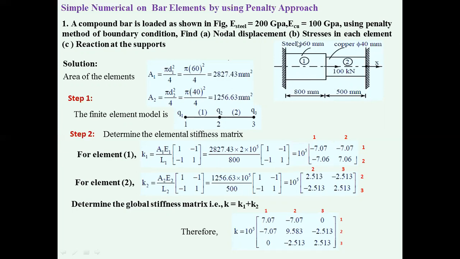So here we have a bar. One bar is made of steel material, the other bar is made of copper material. Both have different cross-section areas. One has a diameter of 60 mm and the other a diameter of 40 mm. Lengths are 800 mm and 500 mm. The element numbers are already mentioned: this is element 1, this is element 2. So no modification in element numbers.